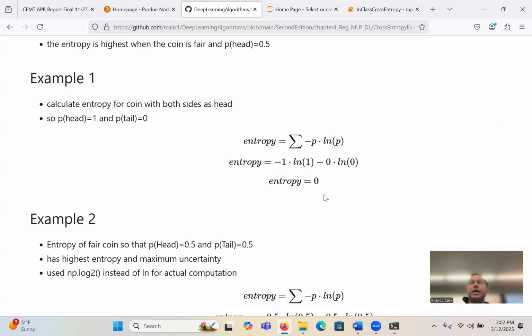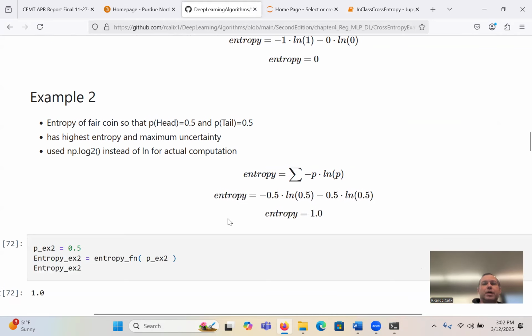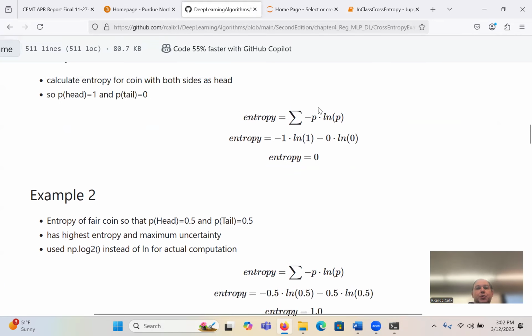All right. To conclude, you should be convinced that entropy is 0. Why? Because the probability of head is 1, the probability of tail is 0. There's no uncertainty here, right? You know what's going to happen.